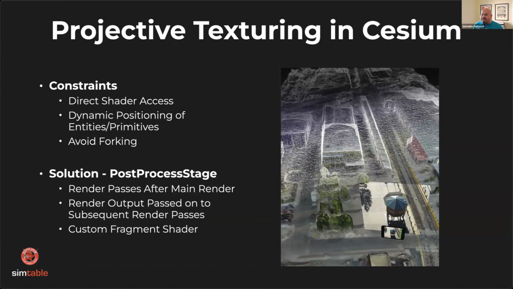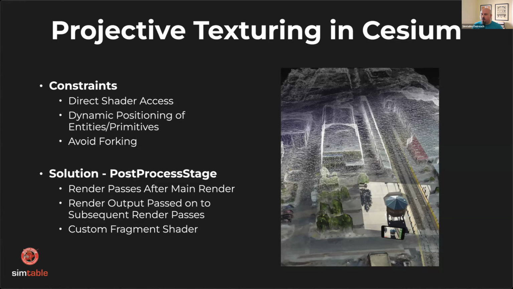Entities and primitives are not very useful when it comes to dynamic positioning. But at the end of the day, we really wanted to avoid forking Cesium as well. We didn't want to have our own custom build that was reliant on constantly updating a Cesium base code. So with these restrictions and after a couple of attempts, we settled on using the post-processing stage feature inside of Cesium.